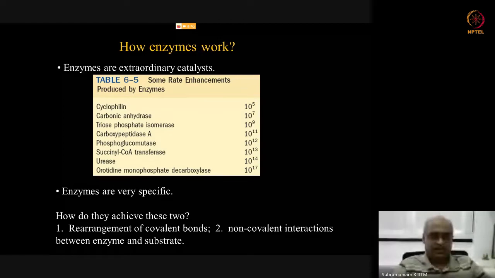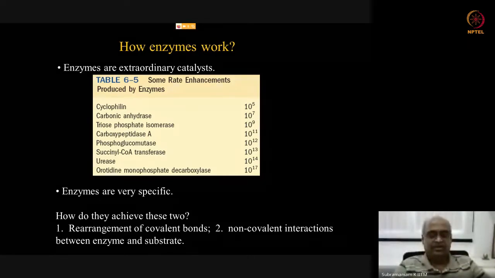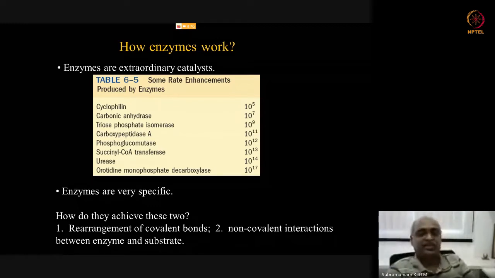So enzymes are extraordinary catalysts. It's not like a little help. Like you put a spoon into a tumbler having sugar in your tea and mix it, and without that spoon, if you just shake with the hand, it will also get dissolved, and that help by the spoon is not that great. It is some catalyst, but not a great catalyst. But enzymes are not like that.